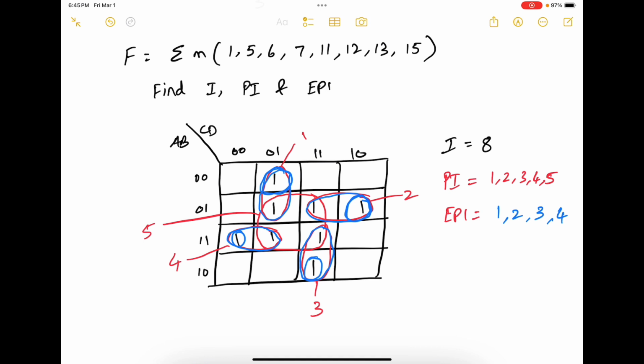As you can see, number 5 is not an essential prime implicant because its ones can be covered by this big one here or by individual ones here. Therefore, it is not an essential prime implicant. And if you look at your final equation, it's just going to be these four. So this is the concept of prime implicants and essential prime implicants.